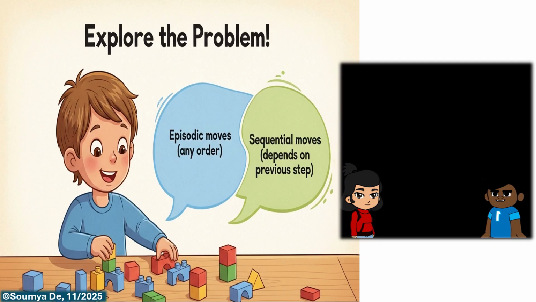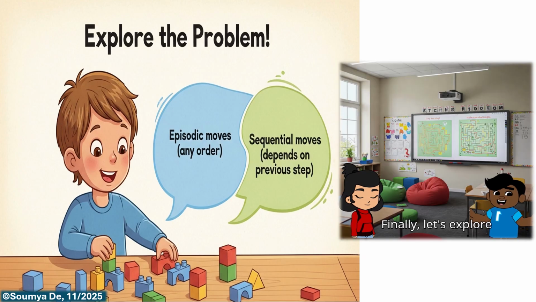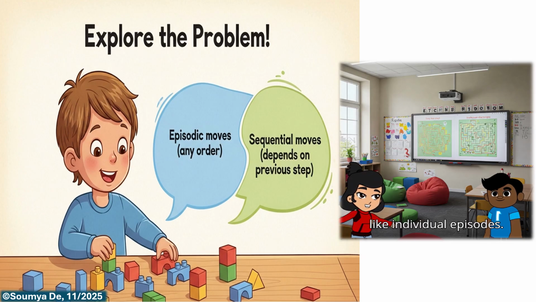Let's watch the explanation again. Finally, let's explore sequential versus episodic environments. In a sequential environment, every move you make influences the next, like following a continuous path through a maze. That's just like our paper maze, where each decision leads directly to the next step. In contrast, an episodic environment is made up of separate challenges. Each decision is more isolated, like individual episodes. Understanding these differences helps us see how different environments shape the way we solve problems in AI tasks.